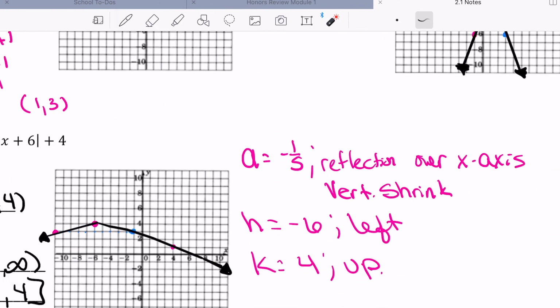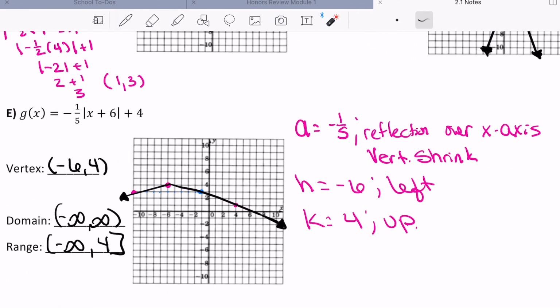Okay, for E, you had an A, H, and K. Now, A was -1/5, so it does 2 functions there. We have a reflection over the x-axis and a vertical shrink. H is -6, so it moves left, and K is +4, so it moves up.